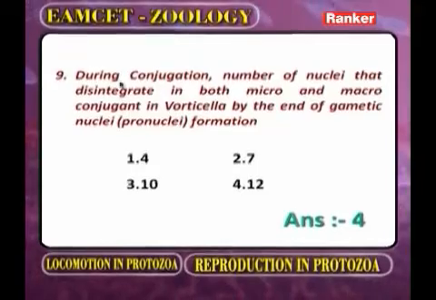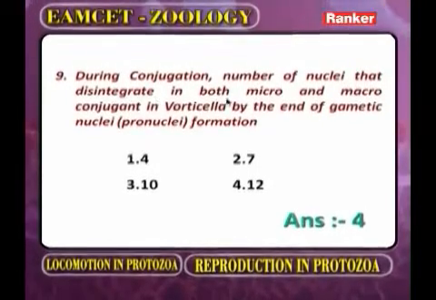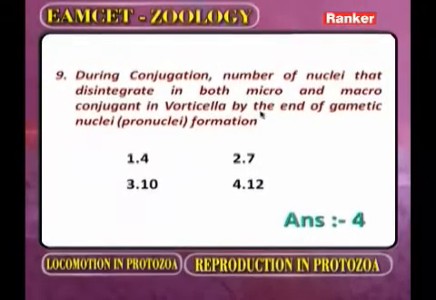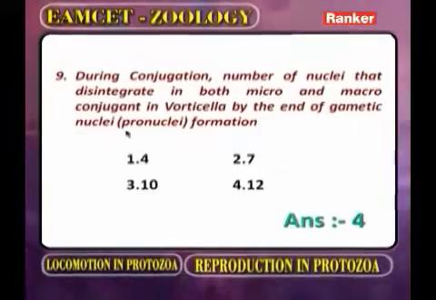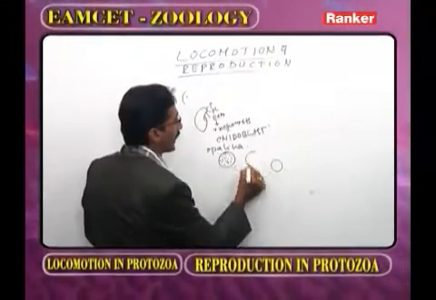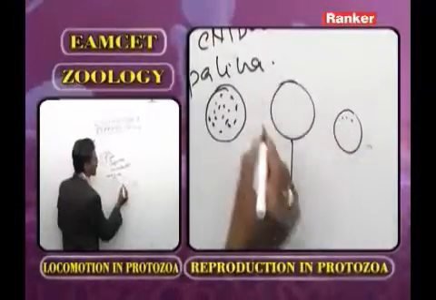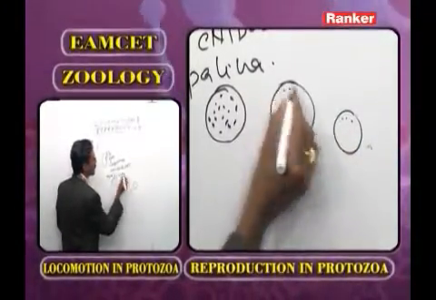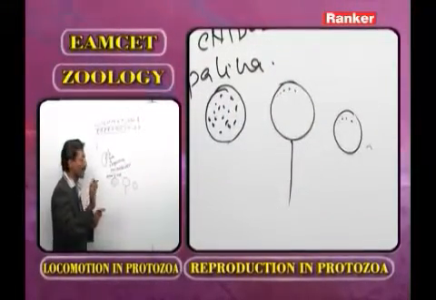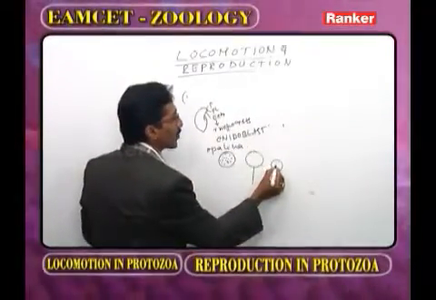During conjugation, what is the number of nuclei that disintegrate in both micro and macro conjugant in Vorticella by the end of gametic nuclei or pronuclei formation? Now this is the micro conjugant and this is the macro conjugant. In the micro conjugant, this is the macronucleus. In the macro conjugant, this is the macronucleus. During the process of conjugation, the macronucleus disappears. Now this is the micronucleus.